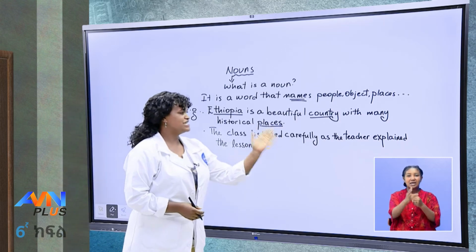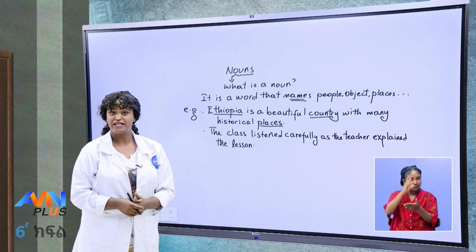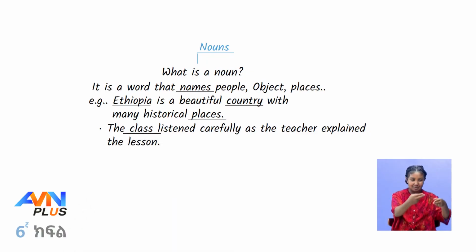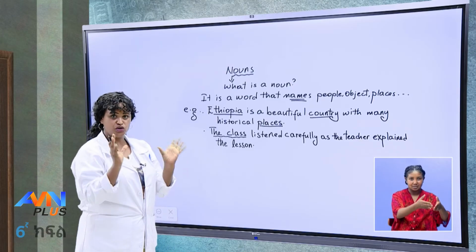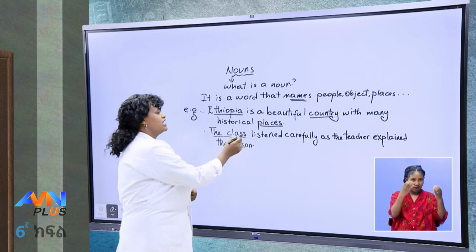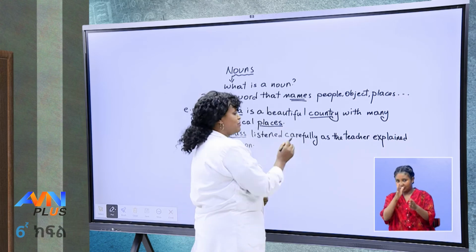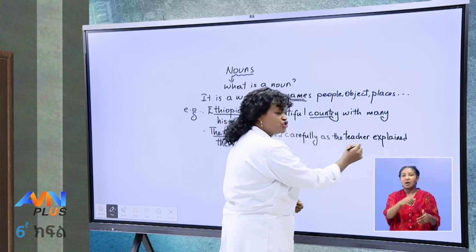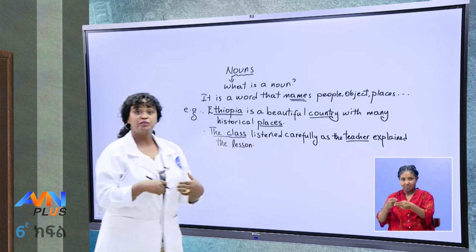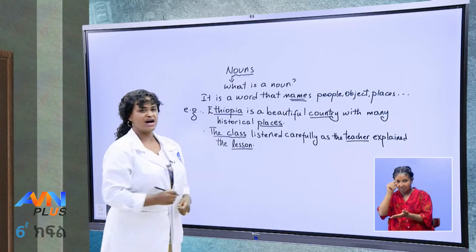The class listened carefully as the teacher explained the lesson. The nouns? The class. Very good. The class. When we say the class, that means the students. It's not the building, yeah? All right. The class, okay. Class, listened carefully. Adjective, okay. I mean adverb. As the teacher. Teacher, very good. Teacher explained the lesson. Lesson, good. These are what?